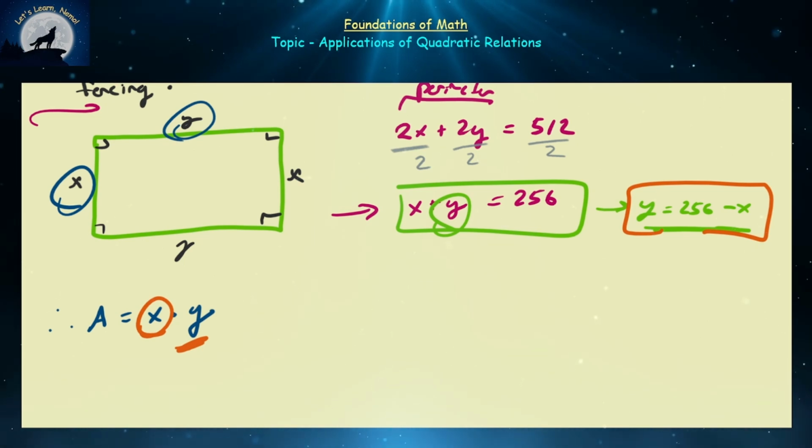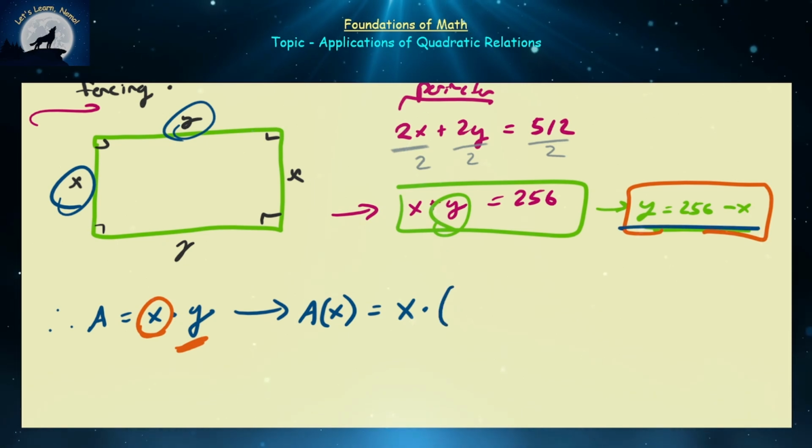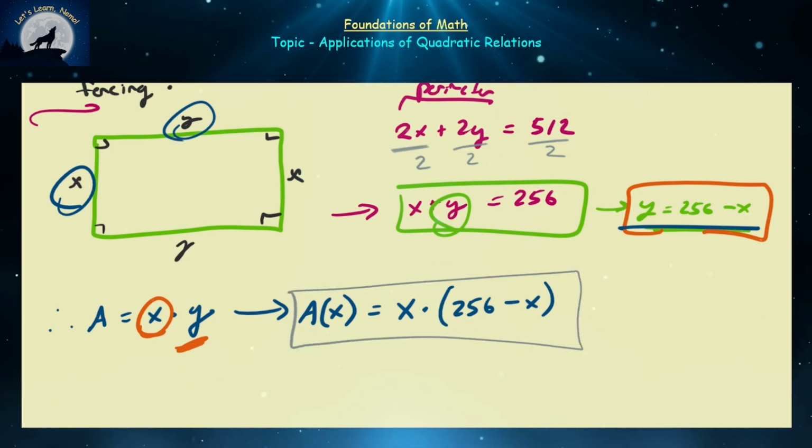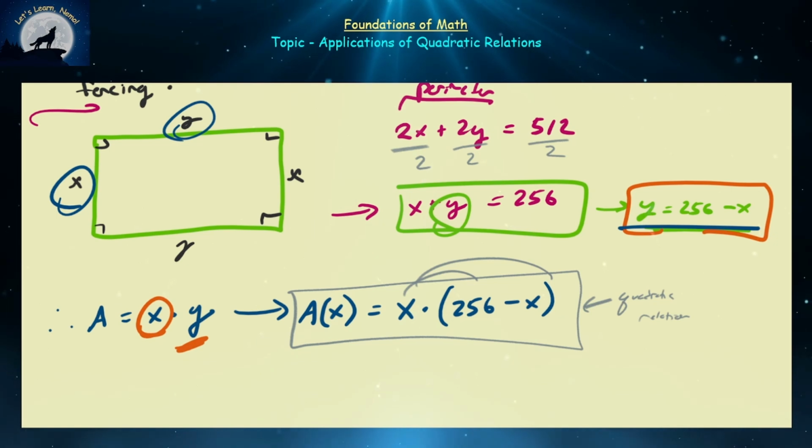Of course, you can write A as a function of y. That is perfectly okay. You will still get the same exact answer, but I'm just going to use x in this case. So when we write A as a function of x, that's going to be equal to x times y, but y is just 256 minus x. So now we have a function of x, and notice it's a product of two polynomials of degree 1, which is going to give us a degree 2 polynomial, a quadratic relation. Once we distribute that out, we're going to have 256x minus x squared.